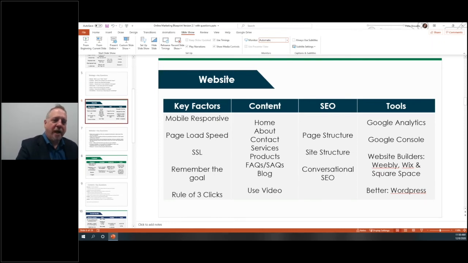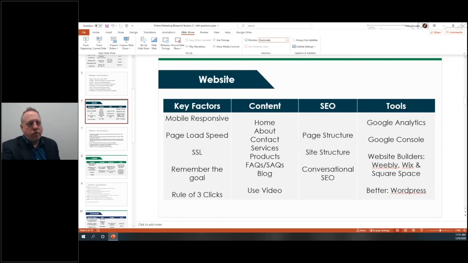Another factor is how fast the website loads. How fast do those pages actually load onto your device, whether that's your desktop computer or your phone? That page speed is super important with how Google even looks at it. The SSL, the security, is hugely important.